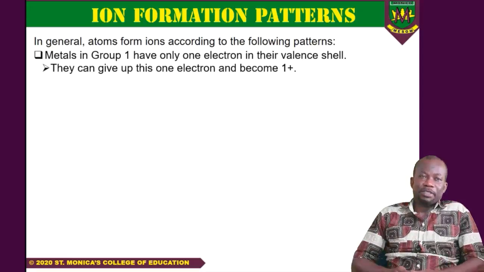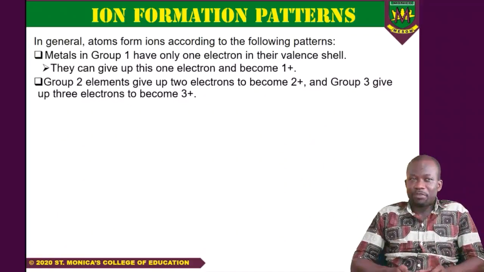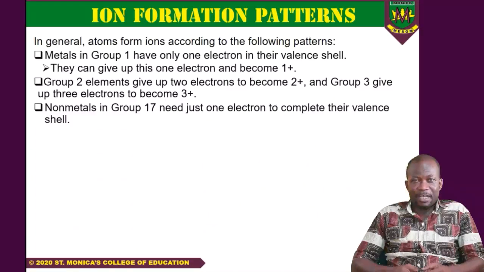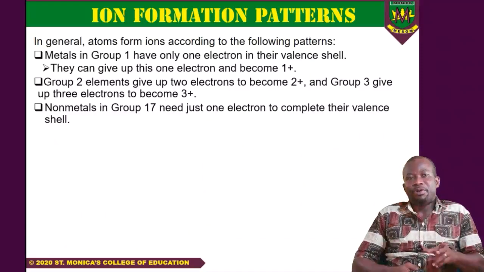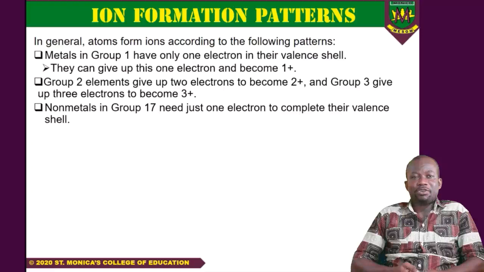Now group 2 elements will always give up 2 electrons to become 2 plus, and group 3 will give up 3 electrons to become 3 plus. So examples of group 2, as we have mentioned, are called alkaline earth metals. Beryllium is there, as well as magnesium, as well as calcium. All these are in group 2, and they will all give out 2 electrons to become positively charged, having 2 in front of the positive.